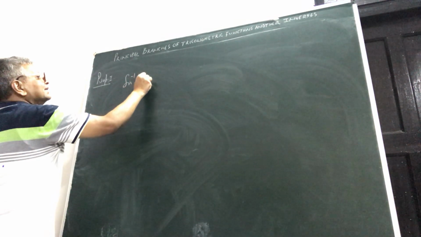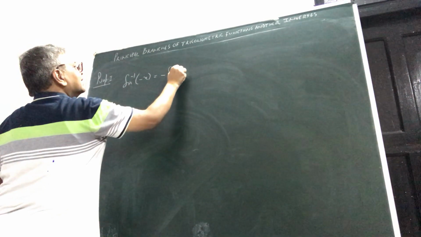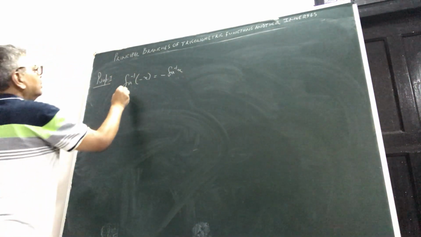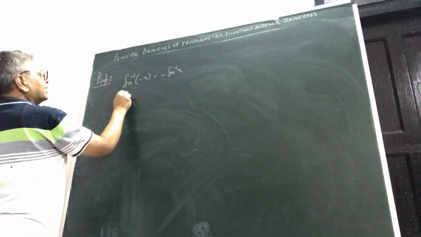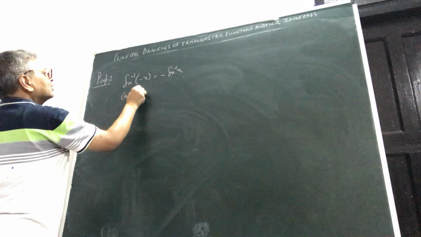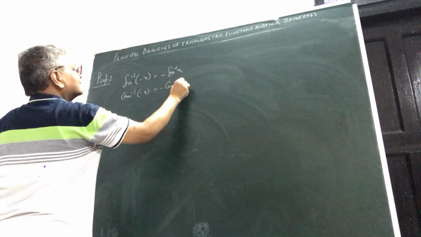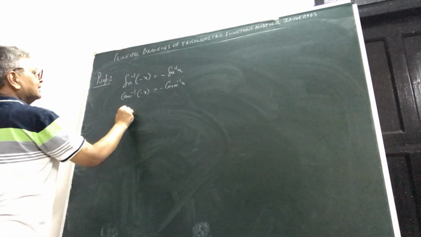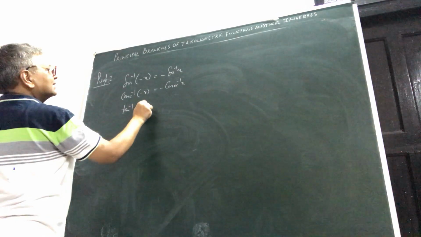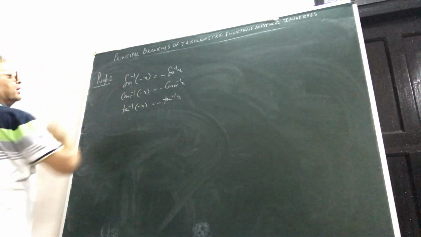Sine inverse of minus x is minus sine inverse x. All those who have branches between minus pi by 2 to plus pi by 2, for them, no issues. Sine inverse, and what else? Cosec inverse of minus x will be minus cosec inverse x. And what else? Tan inverse of minus x is equal to minus tan inverse x. This is property 1.